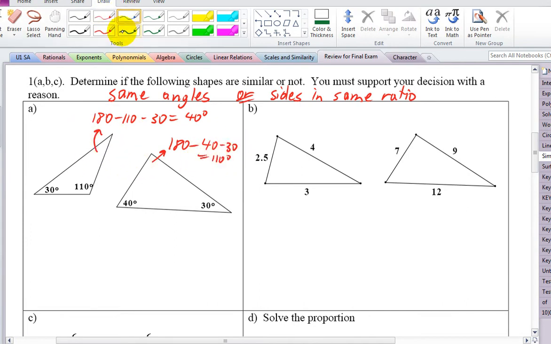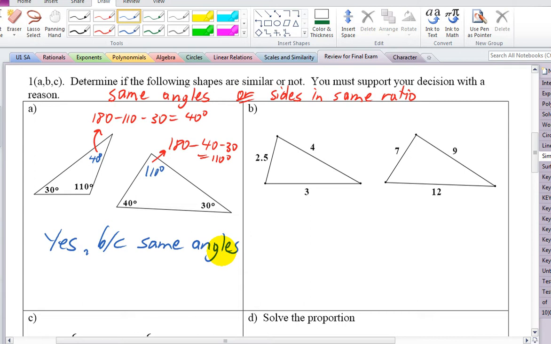So we actually do have all the angles. We found all the angles, and yes, it's similar because same angles. You want to make sure you understand the reasons, okay? So yes, it's similar because the same angles.